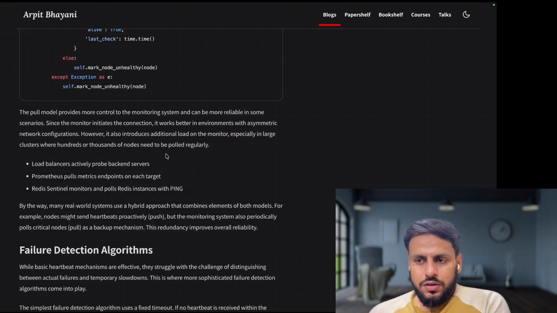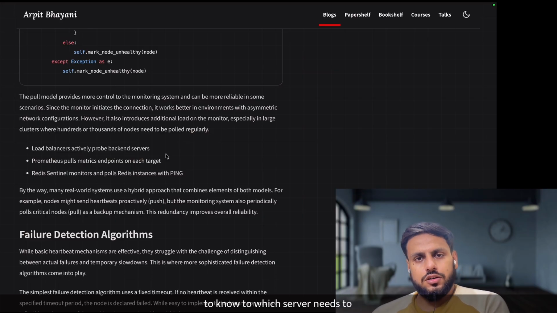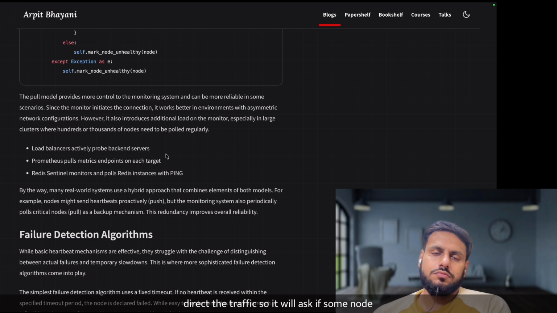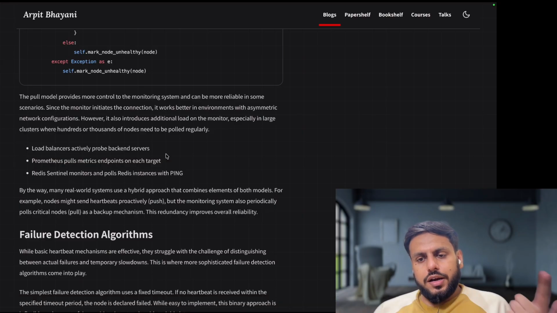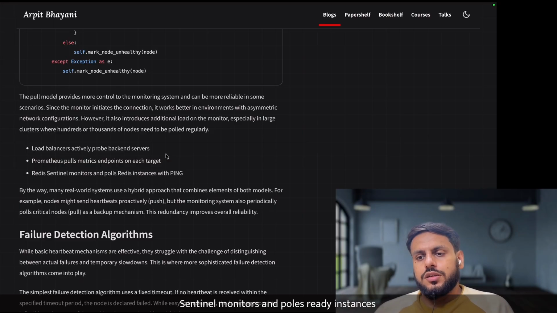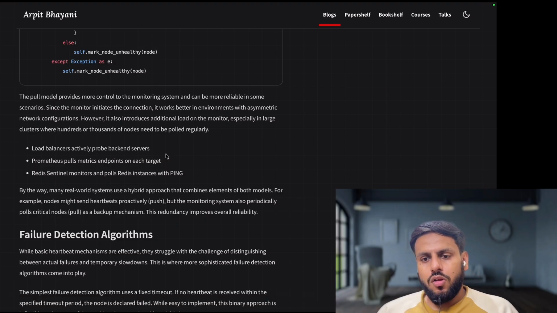Load balancers actively probe backend servers, because it's the responsibility of the load balancer to know to which server it needs to redirect the traffic. So it will ask whether some node is alive or not. Prometheus pulls metric data from endpoints; it's an observability tool. Redis Sentinel monitors and polls Redis instances with ping.